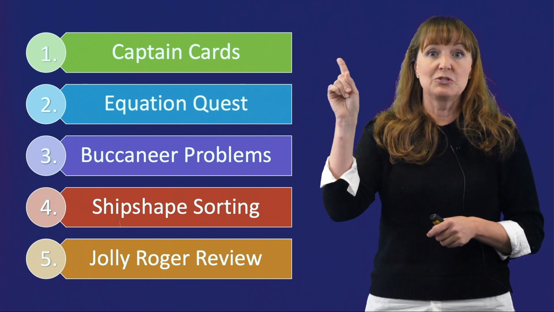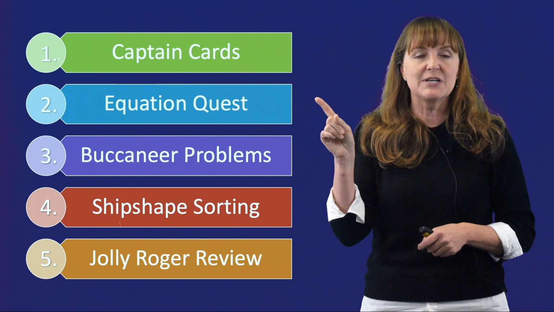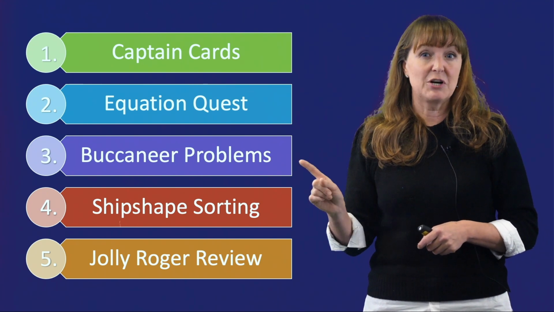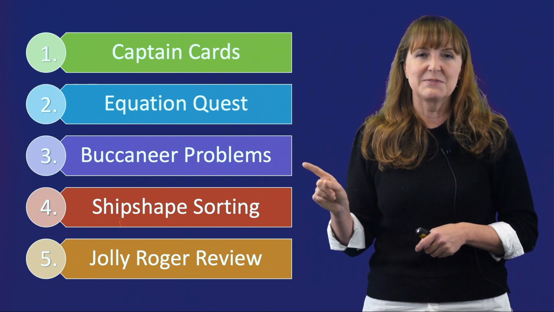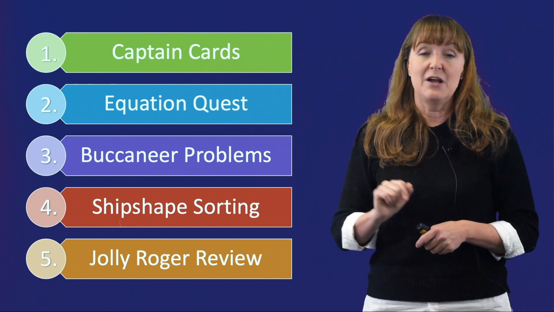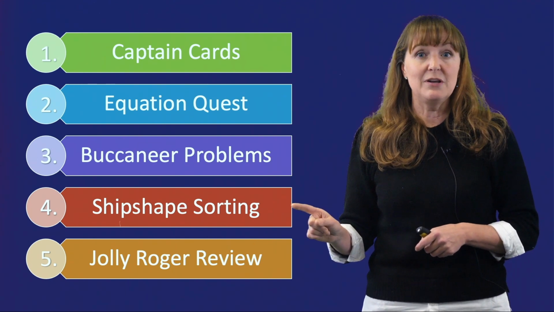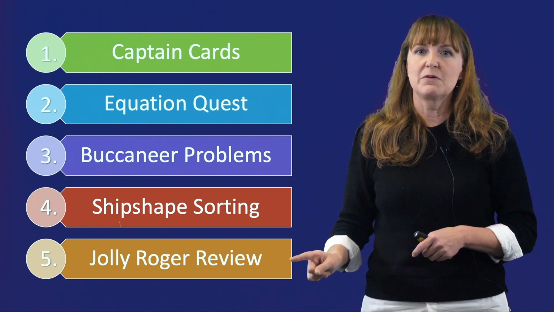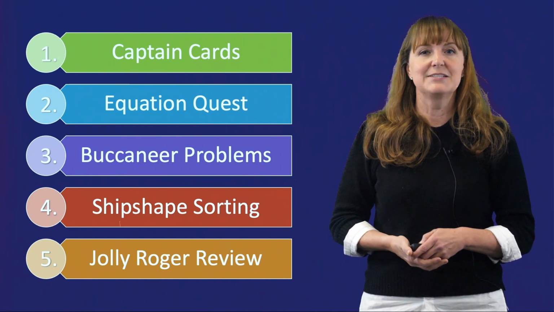Now, in every Pirate Math Equation Quest intervention session, there are 5 activities. With Captain Cards, students do a fluency review. With Equation Quest, students dig into the equal sign and the solving of equations. With Buccaneer Problems, that's really where the instruction occurs. That's where we talk about the UPS check squared and the word problem schemas. That's usually the majority of a Pirate Math Equation Quest session. Then we have the ship shape sorting, which is where we do a schema review. And finally, we get to the Jolly Roger Review, where we review anything that we've done in that day's session.